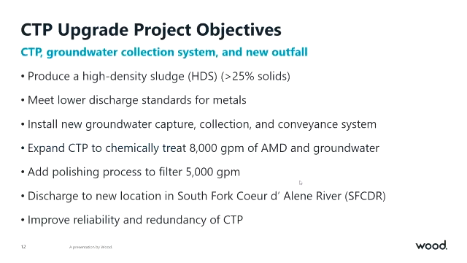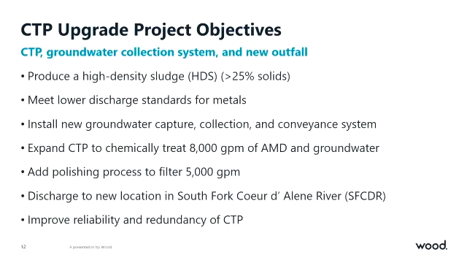So the CTP Upgrades Project itself, the objectives were to update the process to be able to produce what we call high density sludge. The old process produced low density sludge, which was about 10% solids by weight. We had to update it to start producing 25% solids. And that would increase the life of the existing sludge impoundment area. And then we also were contracted to build a new sludge impoundment area as well.